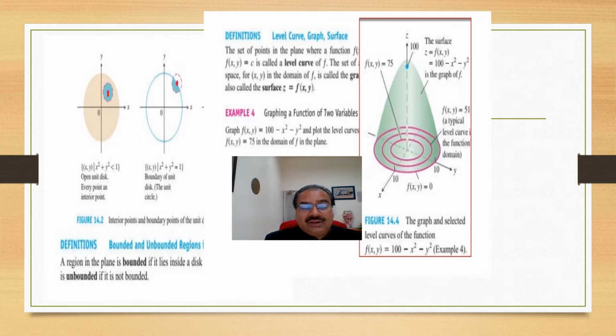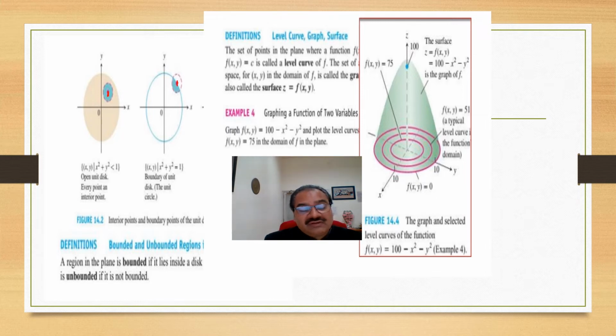And if this is less than or equal to 1, it means the closed unit disk, which contains all boundary points. So this is the meaning of interior point and boundary point of the unit disk in the plane. I think this is clear to you.